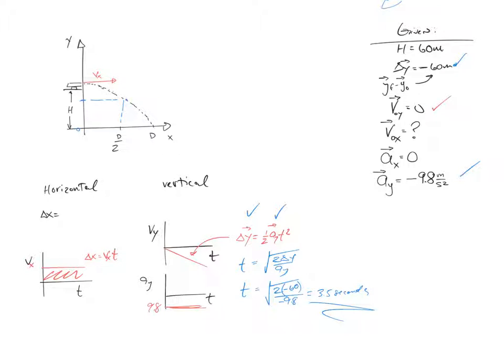So it's like 3.5 seconds. Is that right? So that's the time for what? For the cannonball to reach the ground. Okay. And it goes a distance d. All right. So 3.5 seconds is like here.